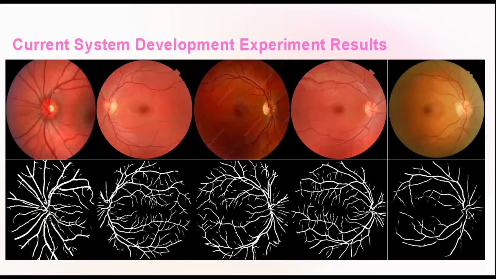Current development results. These are results from a single neural network. It was poorly trained, now it is better. These are all the results about how it can see retinal blood vessels.